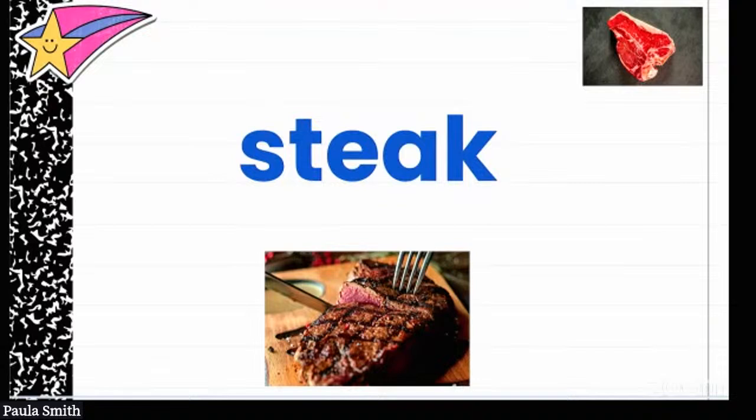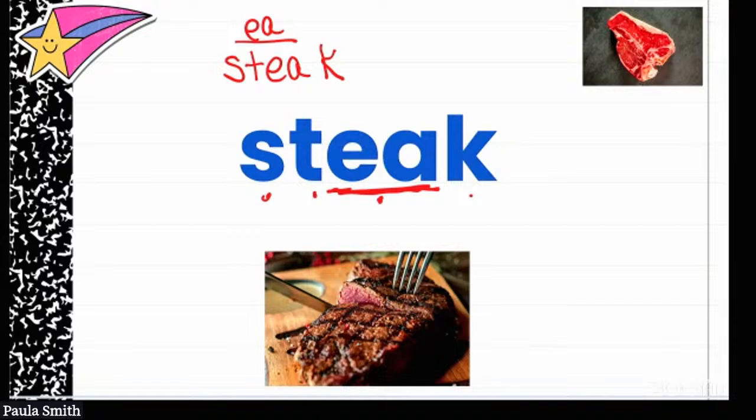The long A sound in this word is spelled with EA. So find your EA column on your paper. That's where it's going to go. And now we're ready to sound it out now that we know what to say for these two letters. S, t, a, k, steak, steak. And then when you're spelling it, you're saying each sound as you go. And we're going to hold that A sound while we write the E and the A. S, t, a, k, steak. And then underline your spelling of long A.